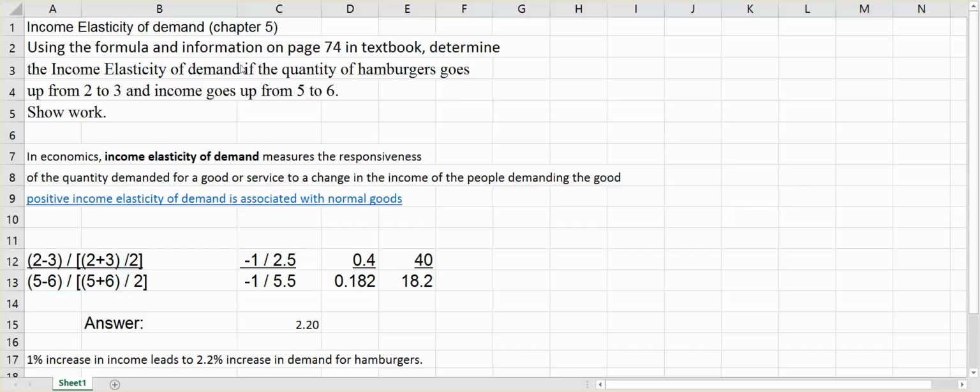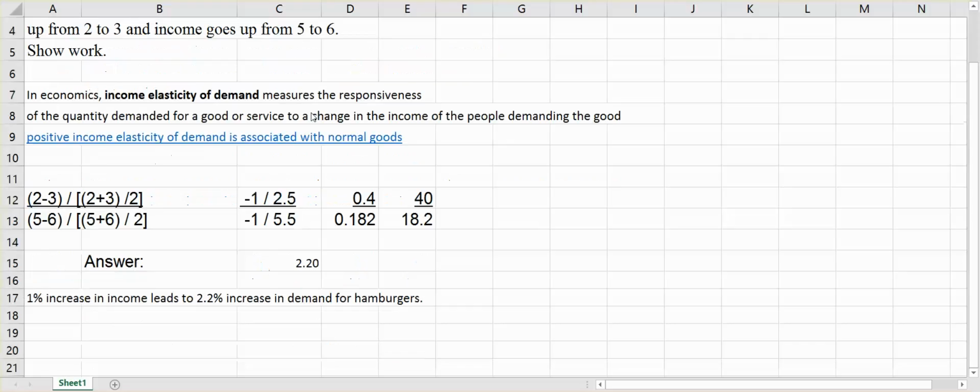Let's take the demand for hamburgers. Let's assume it started at 2 hamburgers, and now it has increased to 3. Let's assume the income started at 5, and now it has increased to 6. What is the income elasticity of demand?